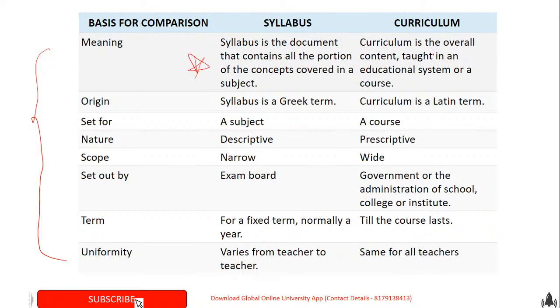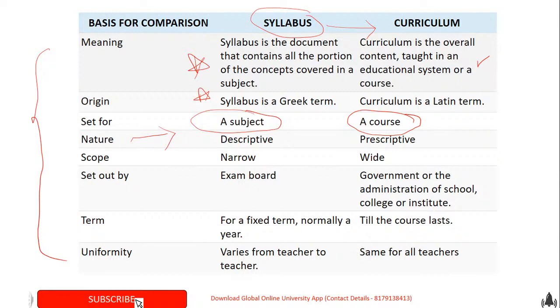Now curriculum is the overall content taught in an educational system or a course. So when we see the meaning itself, it's understood that our answer is syllabus is a part of curriculum. But this cannot be a question every time, so we have to understand it very well. Origin is not of much importance, but still, syllabus is a Greek term, whereas curriculum is a Latin term. Set for: as I said, syllabus is set for an individual subject, whereas curriculum is set for a course. Now when we talk about nature, syllabus is descriptive, whereas curriculum is prescriptive.